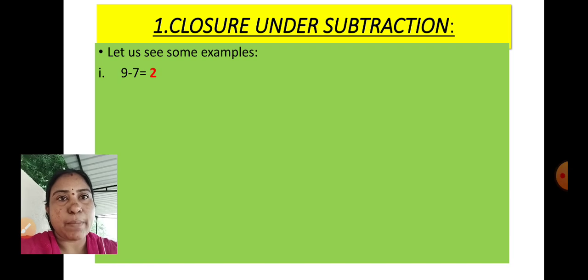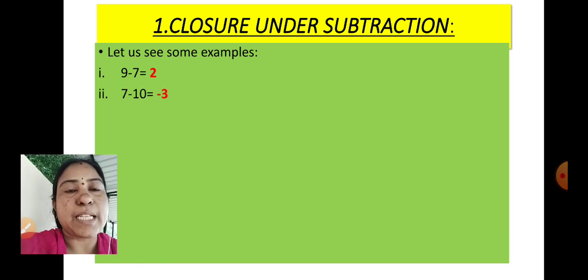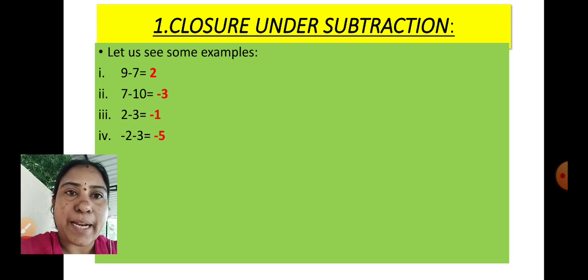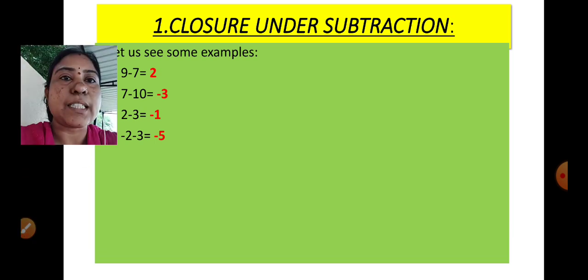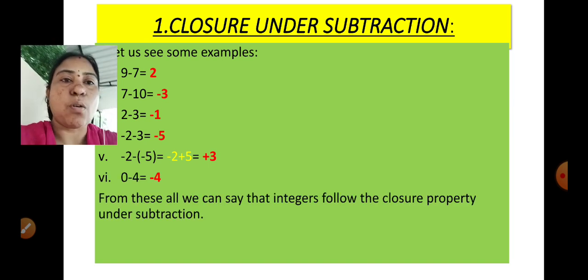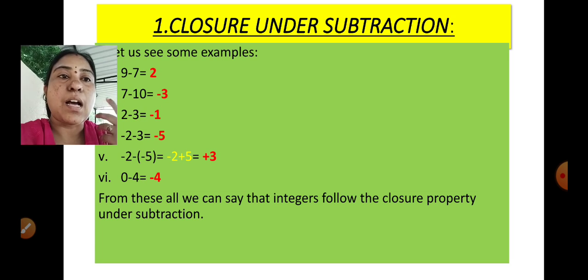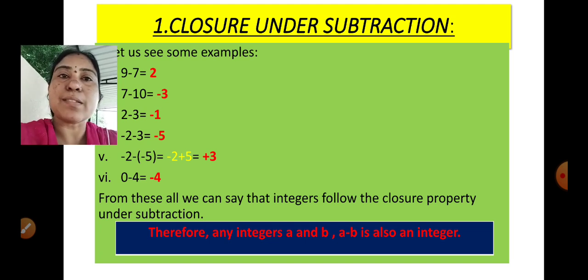One is 9 minus 7 is equal to 2, and 7 minus 10 is equal to minus 3. Okay. 2 minus 3 is equal to minus 1. Minus 2 minus 3 is equal to minus 5. Like this, we can take more examples. From all these, we can say that integers follow the closure property under subtraction. Therefore, for any integers a and b, a minus b is also an integer.